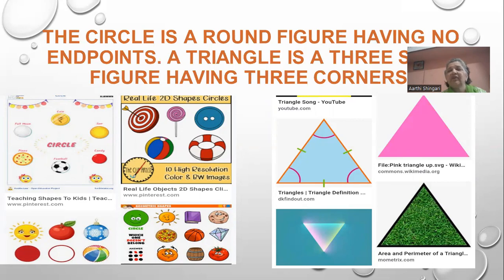So four-sided figures are squares and rectangles. Both are having four sides, four corners, and each angle has 90 degrees. Whereas in triangle, there are three sides, three angles, three corners.